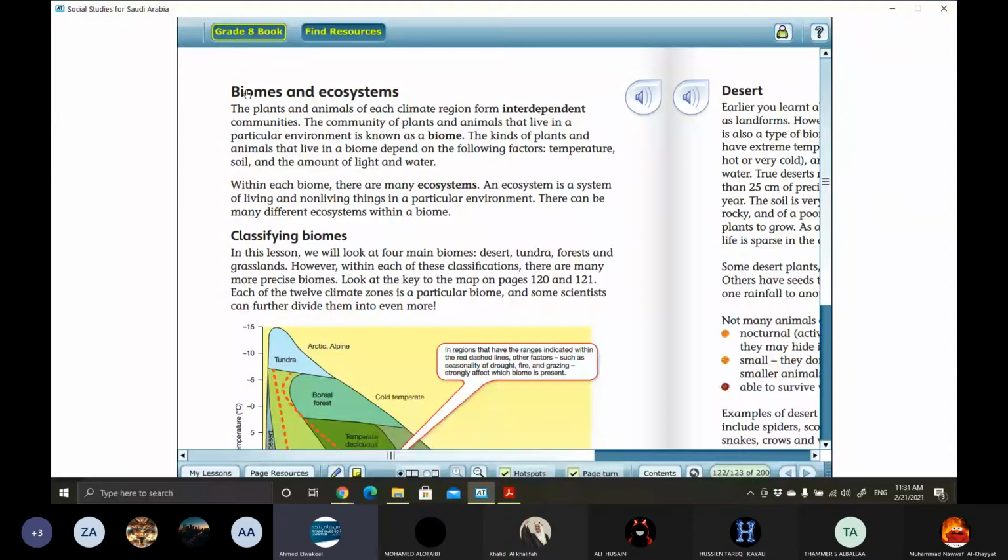Some animals have specific features that distinguish them from other animals. And also, to speak about people, we will see that people also have specific features in each biome. So, what is the biome?